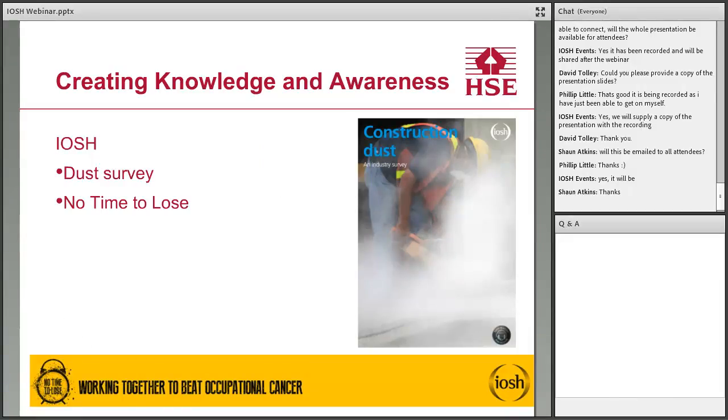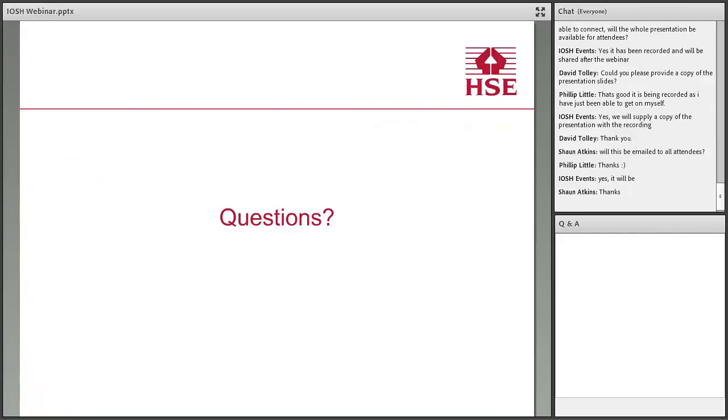They conducted a construction dust survey for us, which will be a really valuable benchmark in two or three years' time, as it allows us to measure what progress has been made. And also then the No Time to Lose campaign, where silica will be an upcoming issue in the future. So that's all the issues that I want to cover. I'm now happy to take any questions that there may be.